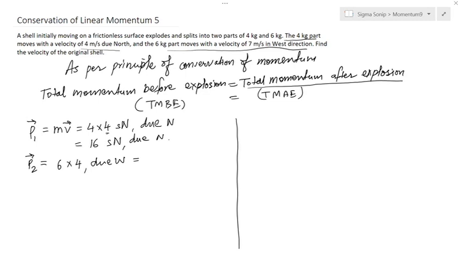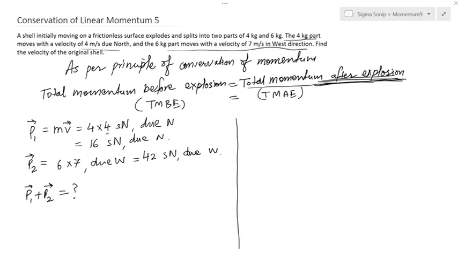So this is 16 kg m/s due north, and P2 is the momentum of the second piece: mass is 6 kilogram and velocity is 7, and this is due west. Sorry, I wrote 4 there, it should be 7. 6 times 7 is 42 kg m/s due west. Now we need to find the total momentum. Total momentum after explosion is the addition of these two momenta, so we need to find P1 plus P2. I'll put arrows here to indicate that we are looking for the vector addition.